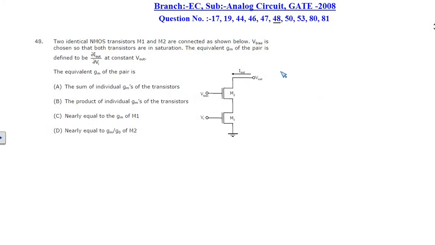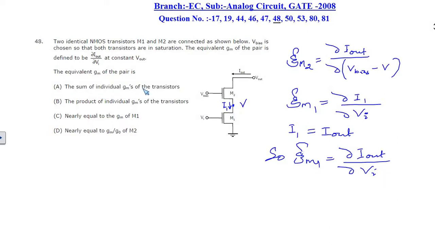Next question is question number 48. In this question, there are two NMOS transistors which are connected in series, and the V bias voltage is applied to N2 transistor. The equivalent GM of the pair of the transistors is defined as the partial differentiation of output current with respect to the input voltage that is applied to the gate of N1. We have to find out among the options which one is correct.